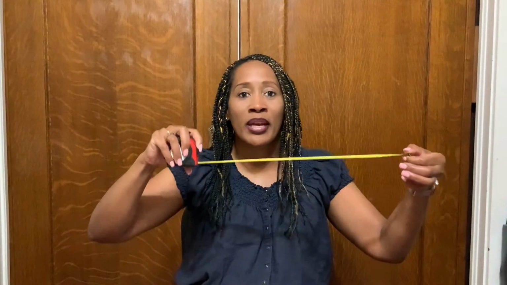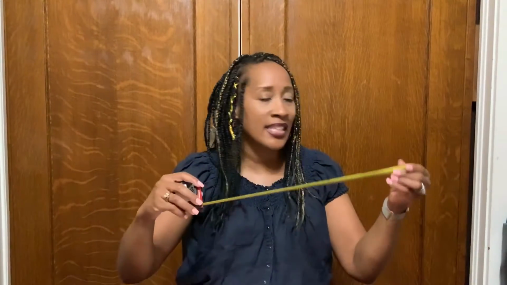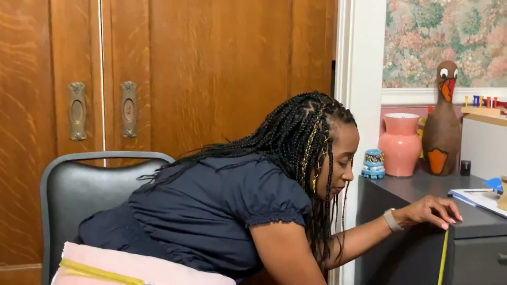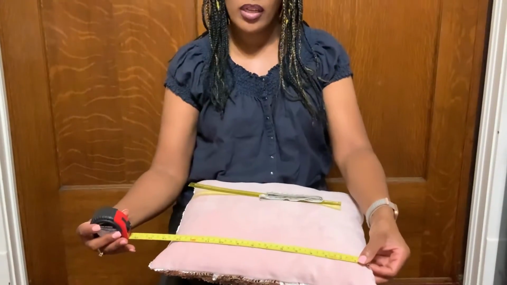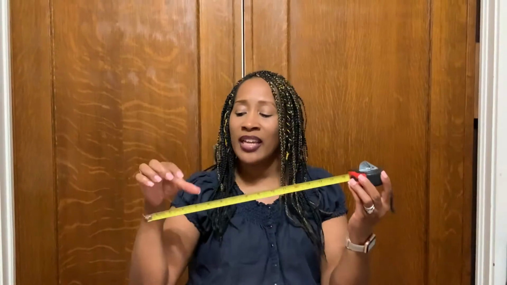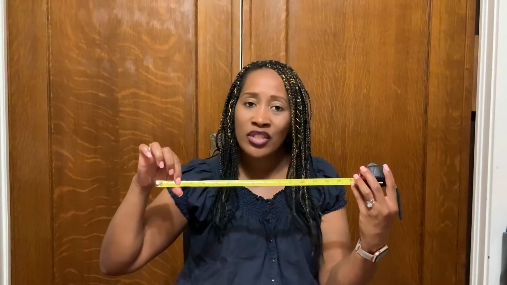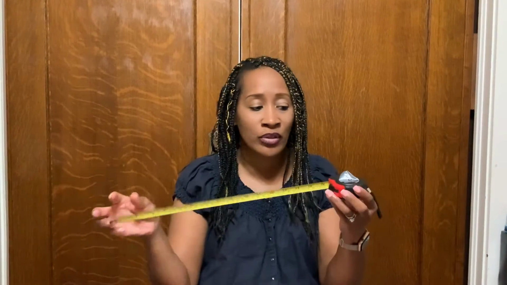This is called a measuring tape. Daddies might have these at home in their bags. And it just measures the length of things. I can take this to measure a cabinet. I can take this to measure my pillow. And look here, it has numbers on it. There's 1, 2, 3, and it goes all the way up to big numbers. So this is a measurement tape.